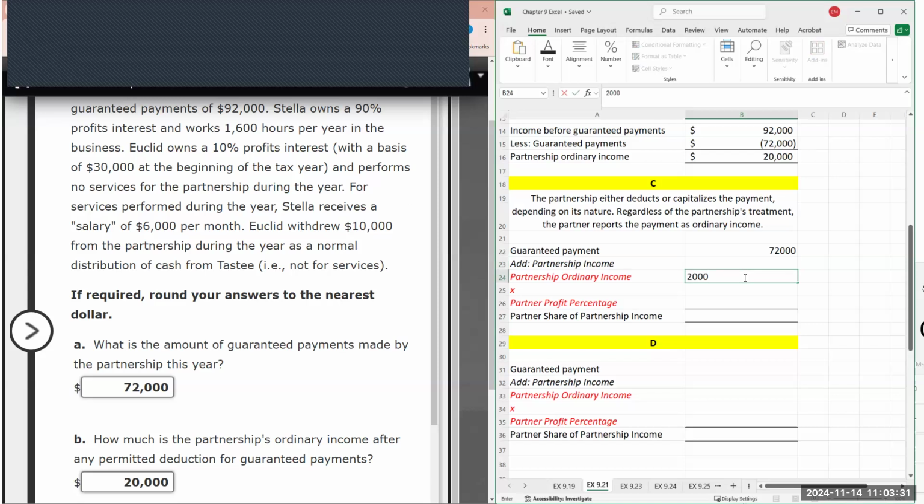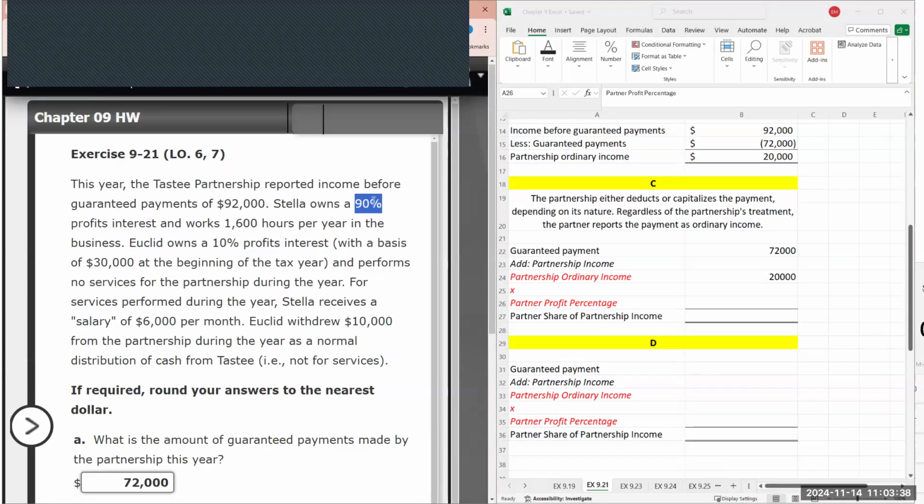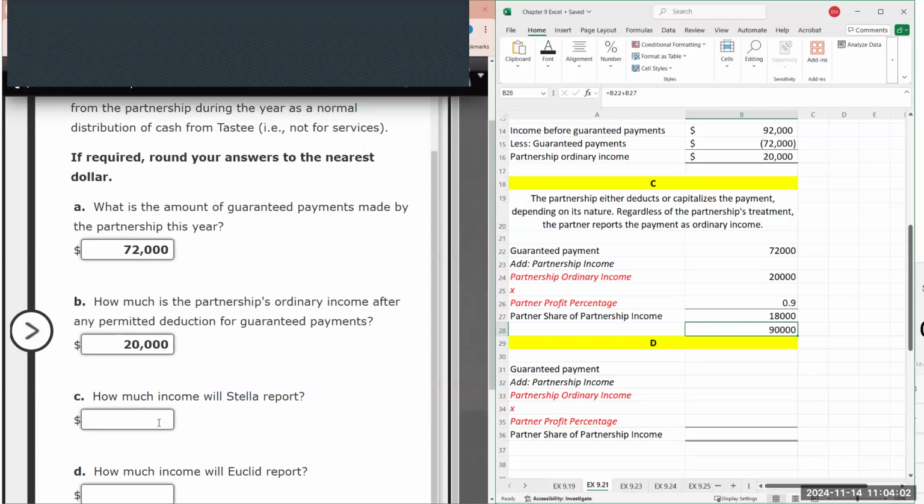So $20,000. And then we need to determine, what is her profit percentage? Here it says she owns a 90% profits interest. So her share of partnership income is 20,000 times 90%. We add the two, so it'll be 72,000 plus 18,000. Therefore, Stella will need to report $90,000 worth of income.